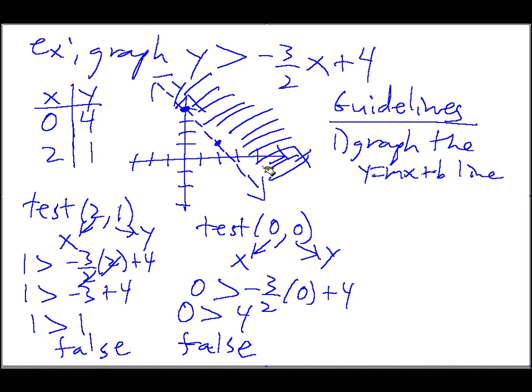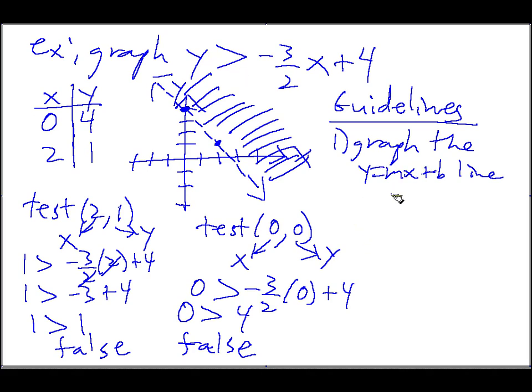Again, when you graph this line though, you either use a solid line if there's an equal sign on the inequality, or a broken line or dashed line if there's no equal sign on the inequality. So make sure you know how to graph this line, right? Either use a solid line or a broken line depending on the inequality.